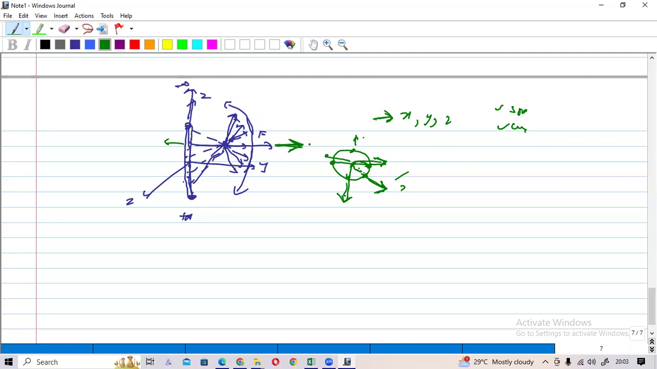What is this? No, it is not theta. It is not theta. This is just like a cylinder, no? If it is just like a cylinder, what is the easiest coordinate system you should use? This is just like a cylinder, okay?